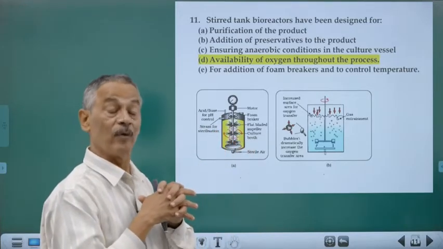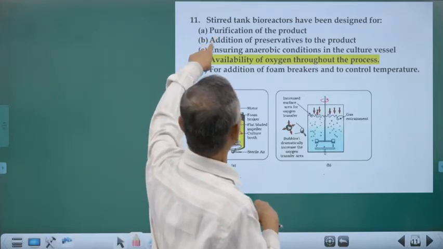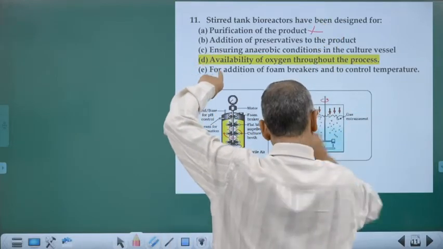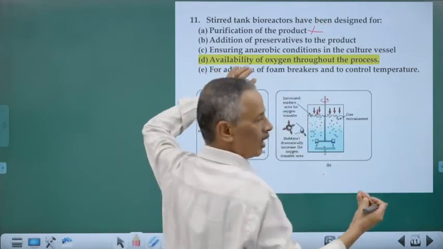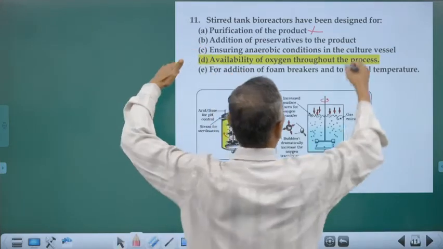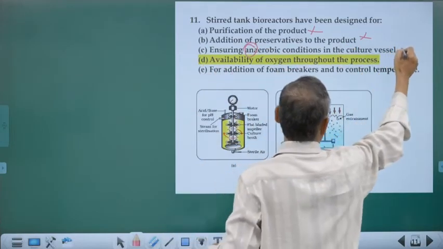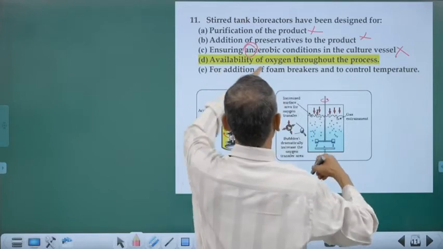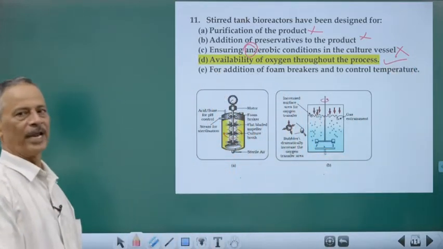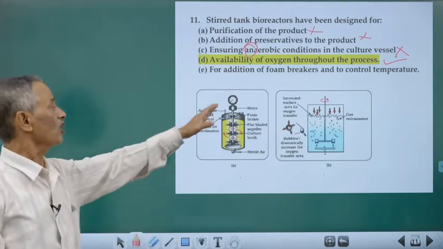Oxygen will be reaching every part. That is the main function. Is it designed for purification of the product? No, purification will be done only after taking out. That is a part of the downstream process. Addition of preservatives, no. Ensuring anaerobic conditions? No, it is aerobic. Availability of oxygen throughout the process, uniformly, oxygen is made available to every corner, every part of this.